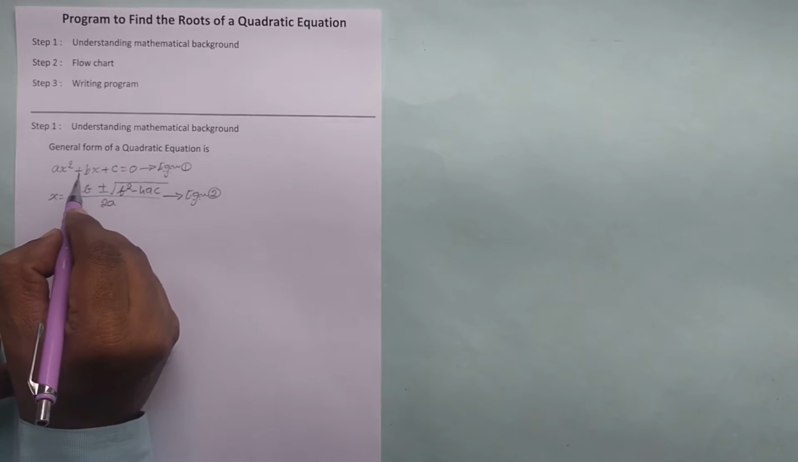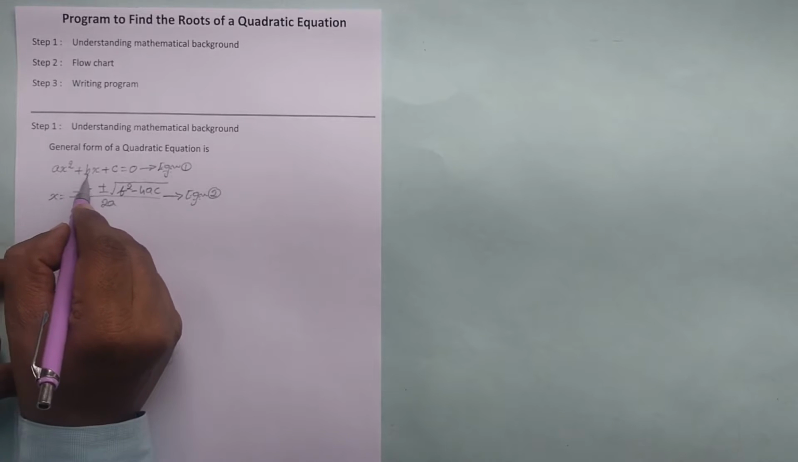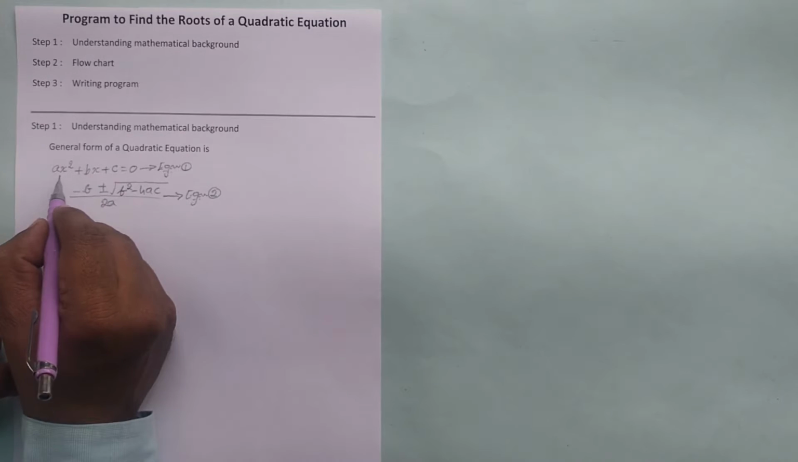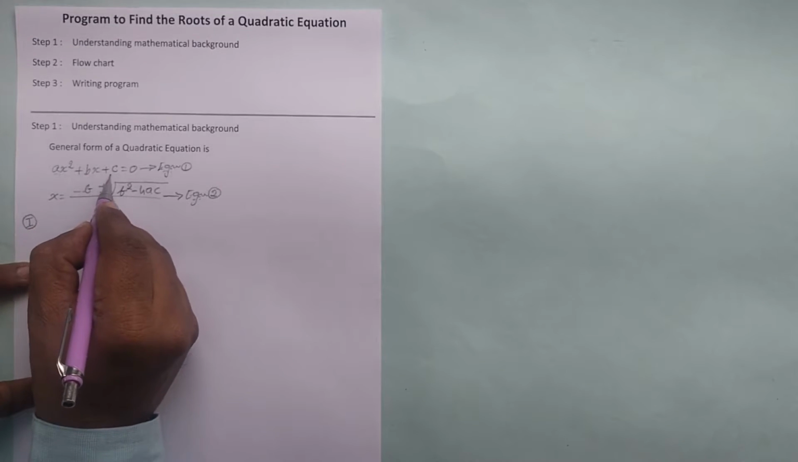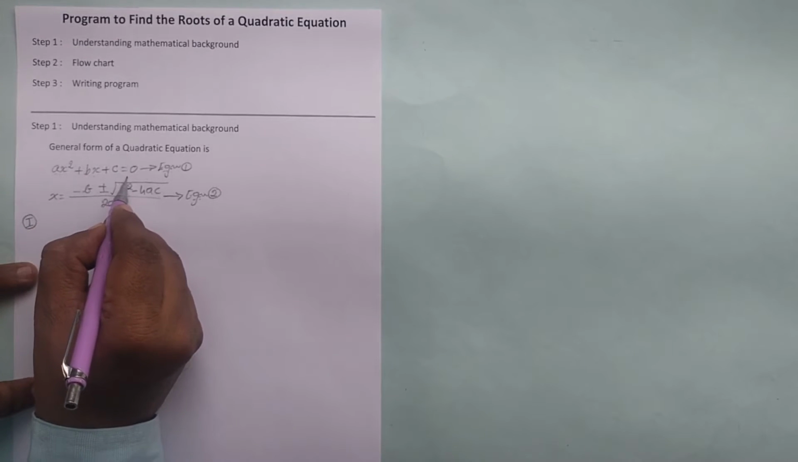The user can enter any values for a, b and c. In this case, if the user enters the value of a as 0, then this term is going to become 0. Remaining is bx plus c is equal to 0. This is nothing but a linear equation.